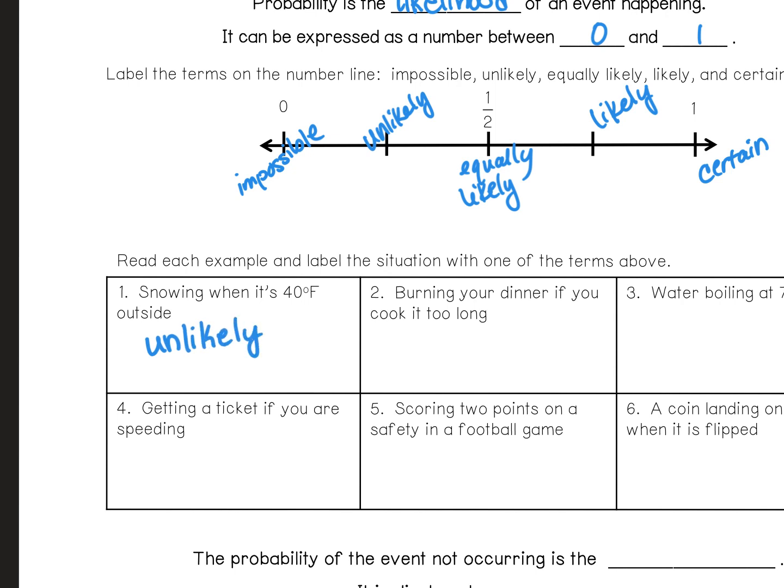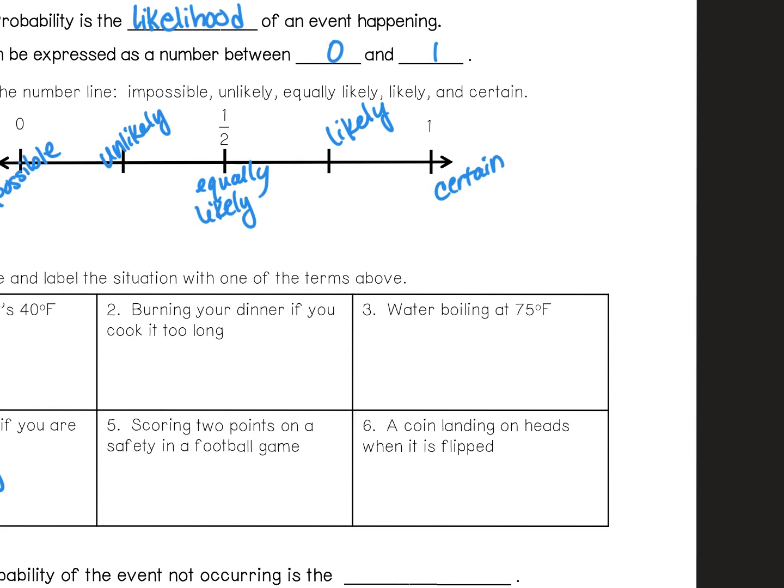Getting a ticket if you're speeding, it's likely if a police officer catches you, but it's not certain because the police officer may not catch you. Burning your dinner if you cook it too long. Well, that's pretty likely, but not certain. You can overcook something without it being burned.